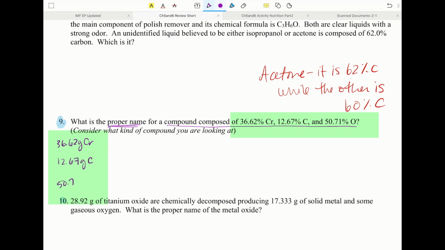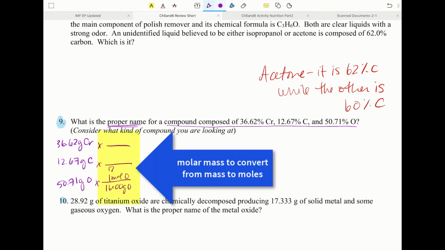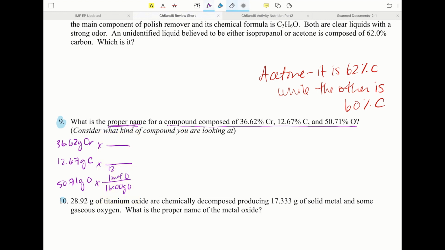Then we'll take our grams of each and we'll use molar mass as a conversion factor to get from grams to moles, okay? We are never going to compare one element to another in grams because grams is not a counting unit, right? Grams tells us an amount, but it doesn't let us count how many particles there are, right? Because a particle of chromium has a different mass than a particle of carbon versus particles of oxygen, right? So we have to convert them to moles first. So grams to moles using molar mass.